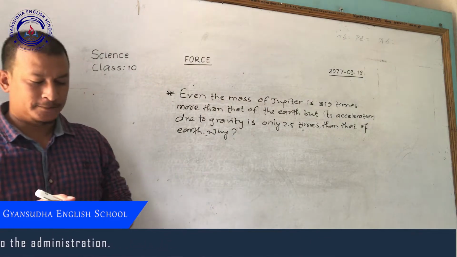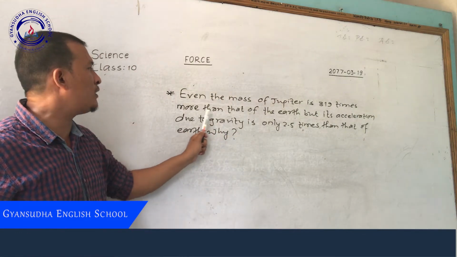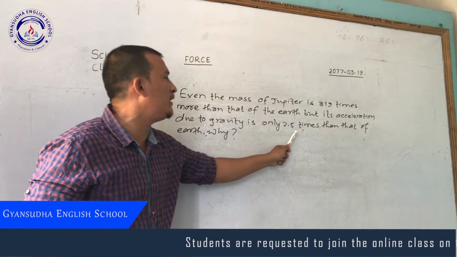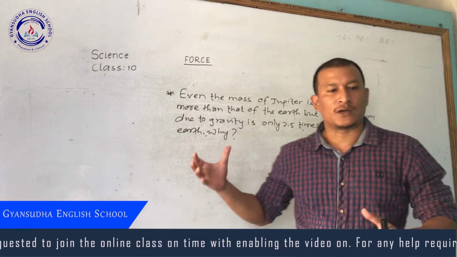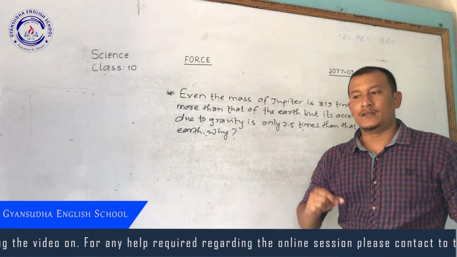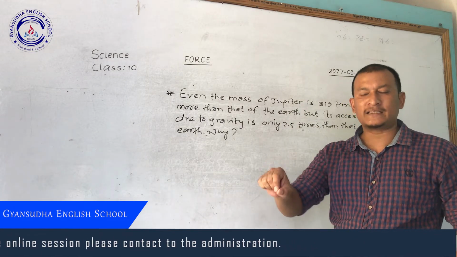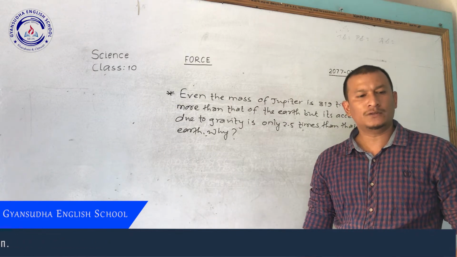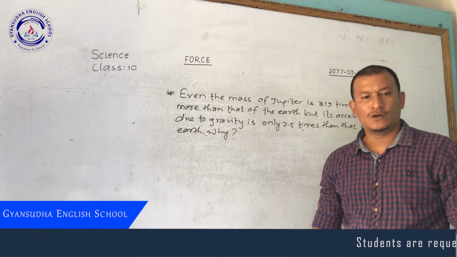Once again I repeat, even the mass of Jupiter is 319 times more than that of the Earth, but its acceleration due to gravity is only 2.5 times that of the Earth. Why? I want to make the question clear to you. We had already discussed the mass of the Earth is 6 times bigger than that of the Moon, but its acceleration due to gravity is also 6 times more than that of the Moon. But in the case of Jupiter, why is it not possible?